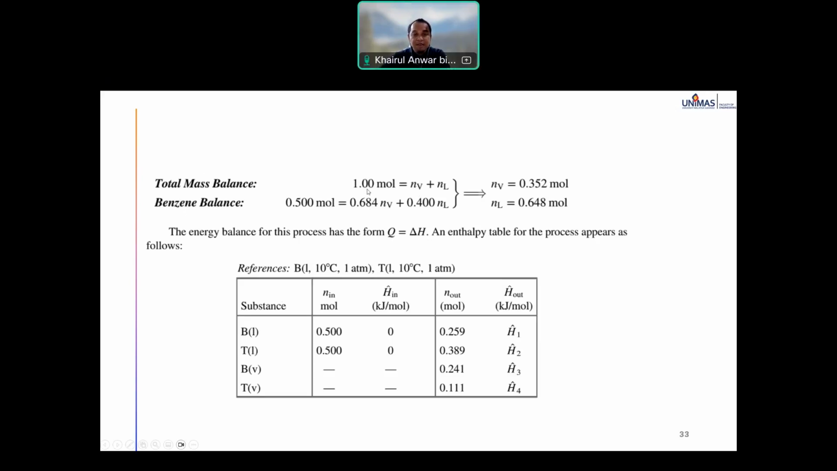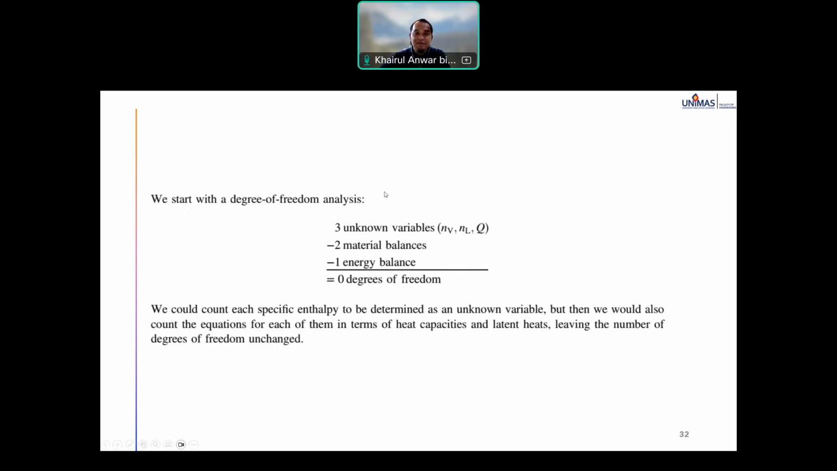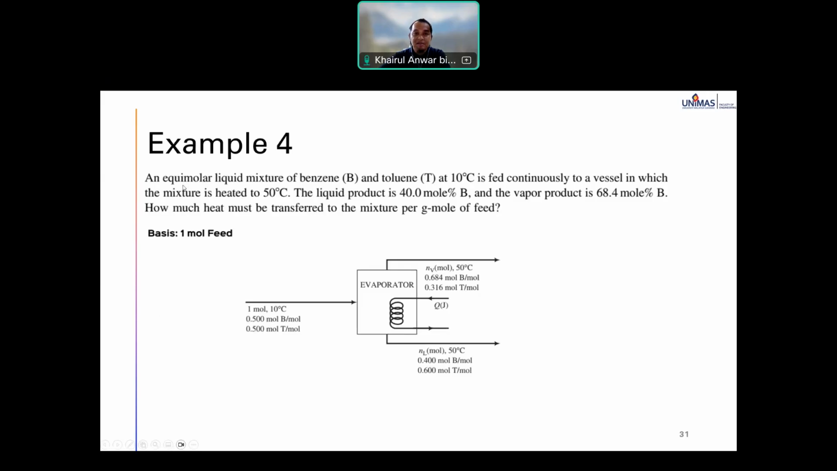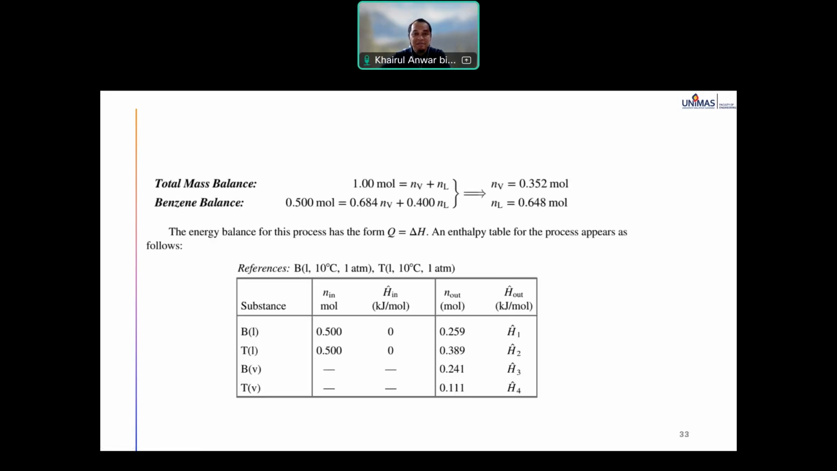Do the mass balance like this. So 1 mole. It depends on your basis. If you choose 1 mole, it's 1 mole. If you choose 1,000 moles, in this case the feed is equimolar, so you choose mole. Mole percent, no need to change to weight, kilogram, gram. Let's use mole.